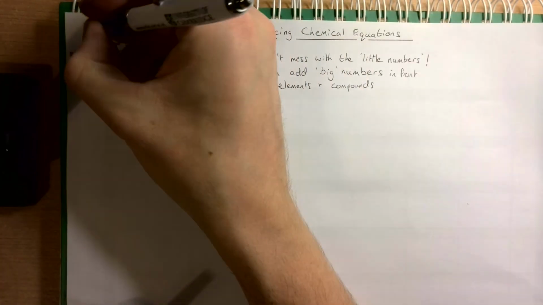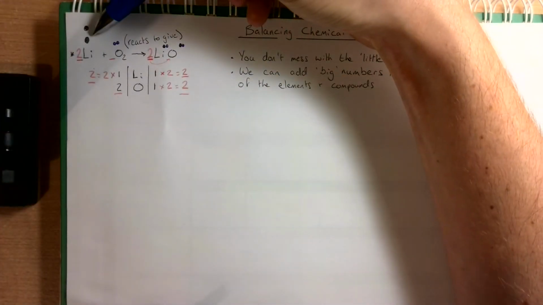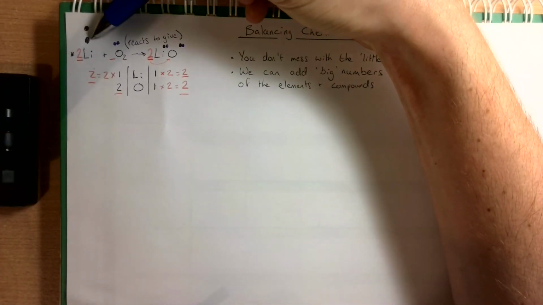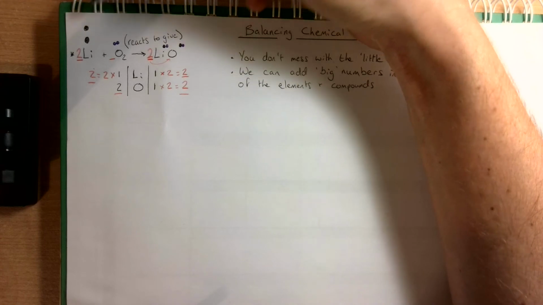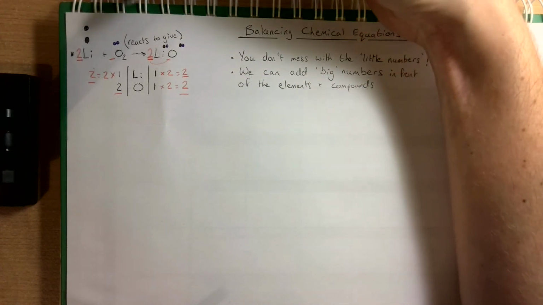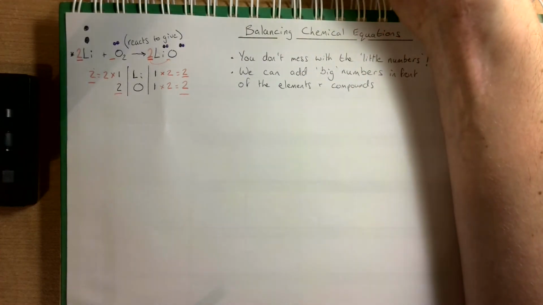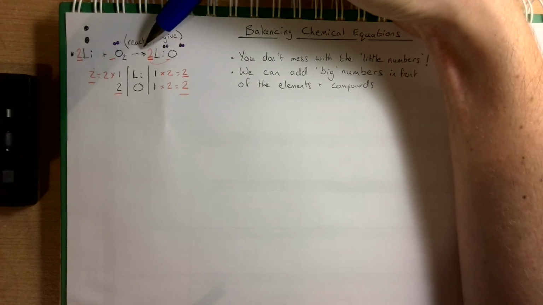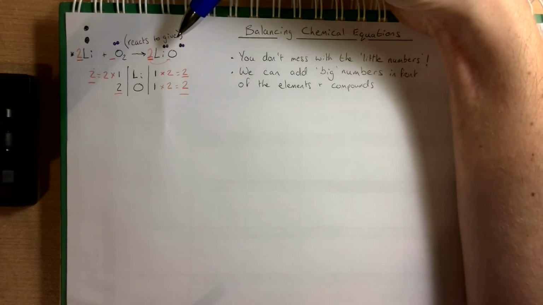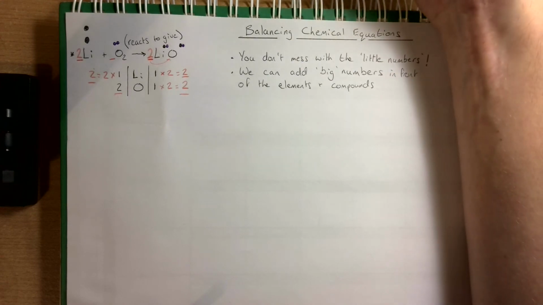I've got 2 groups of lithium atoms. They're not joined because they are not part of a molecule. They're 2 separate lithium atoms, plus a single oxygen molecule made of 2 atoms. And they react together to give me 2 molecules of lithium oxide. And that's all it is, really.